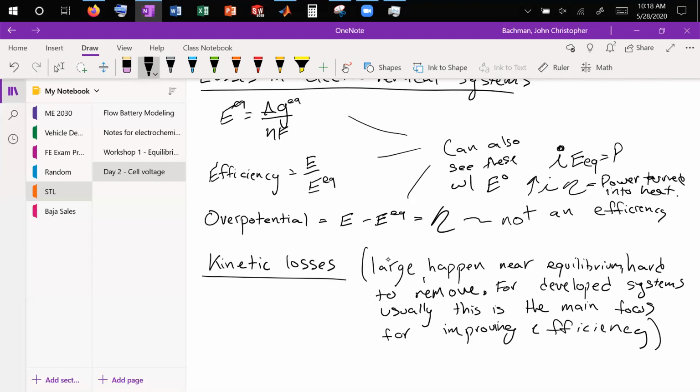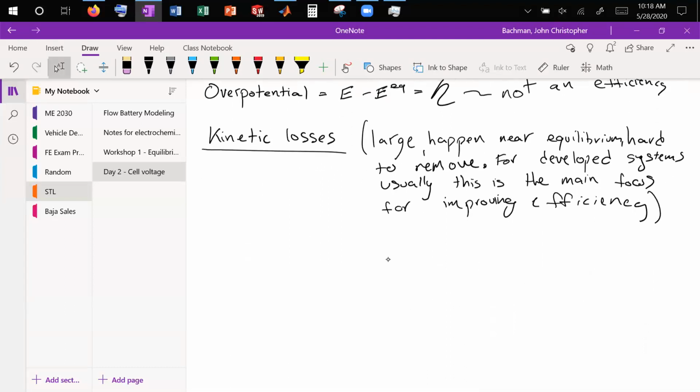So thinking about the heat in practical systems is actually pretty important. And imagine batteries, for example, the whole thermal management is a whole thing, right? So it all turns into heat.